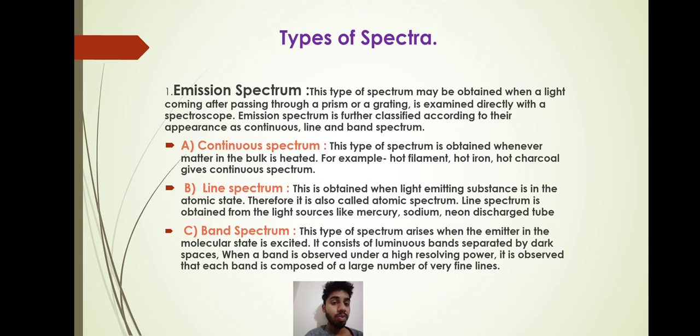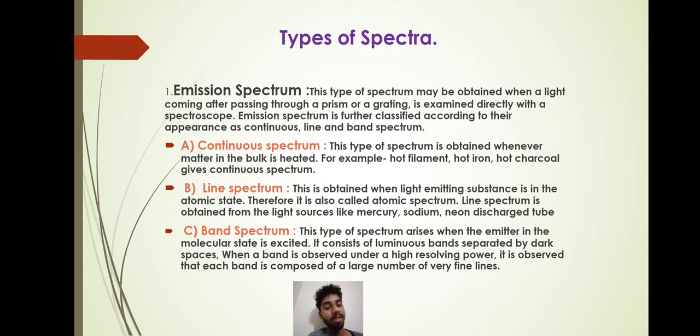So what is the continuous spectrum? This type of spectrum is obtained whenever matter in the bulk is heated. Means when we heat the matter in the bulk, we will get the continuous spectrum. Then the line spectrum. This is obtained when light emitting substance is in the atomic state. Therefore, it is called atomic spectrum. Line spectrum is obtained from the light sources like mercury, sodium, neon, discharge tube.